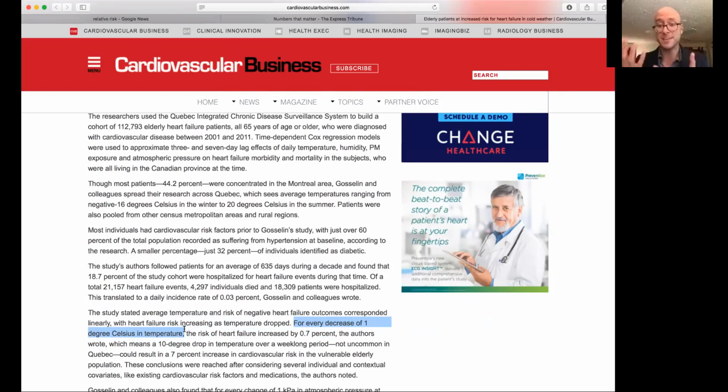Remember, we talk about percentages and proportions or probabilities much in the same way. So a 7% increase of a risk is actually a risk ratio of 1.07. That's how you would interpret it.